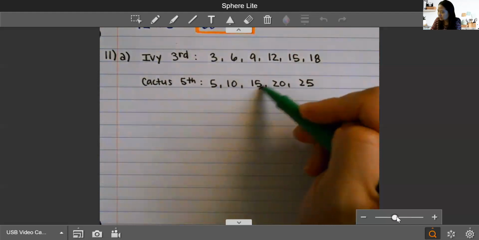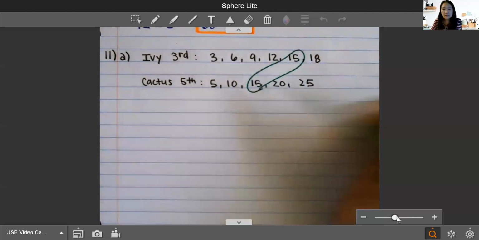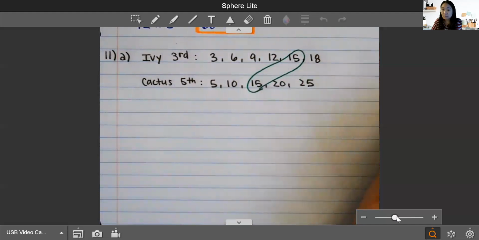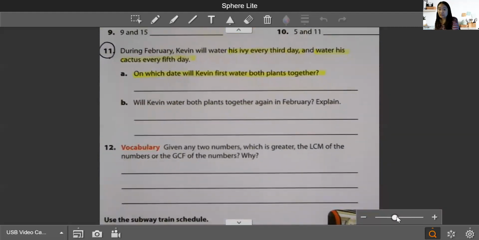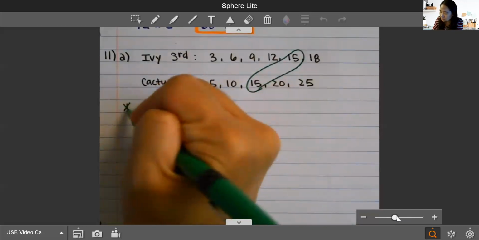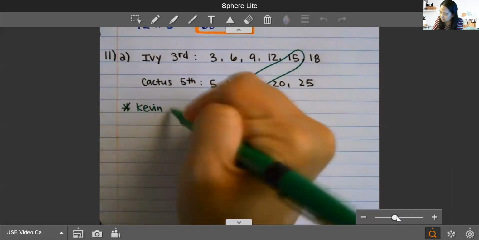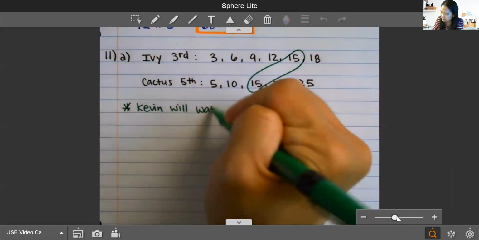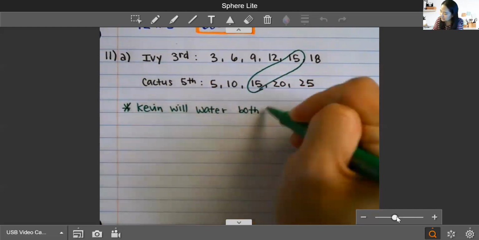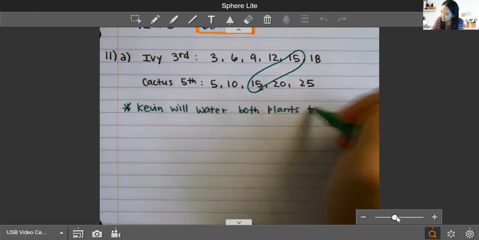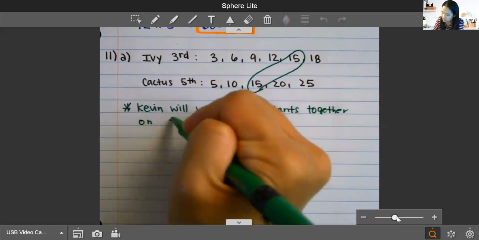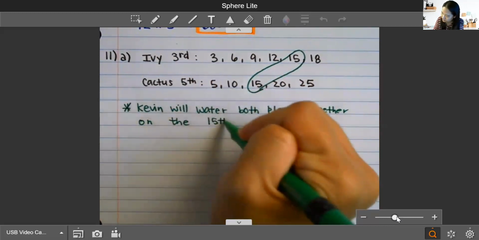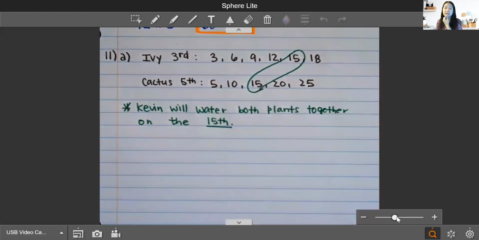Okay, so over here, my very first common multiple is 15. That's my least common multiple. What that means is, to answer the question, on which date will Kevin first water both plants together? The answer for A would be, Kevin will water both plants together on the 15th. That's when he's going to water both plants together.